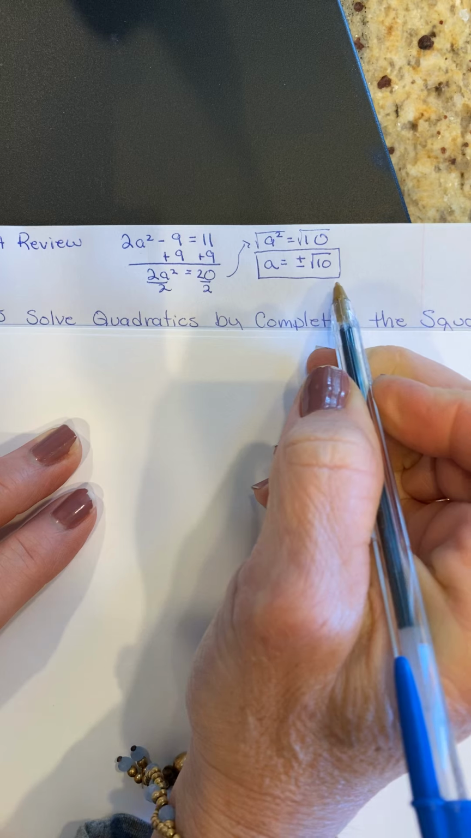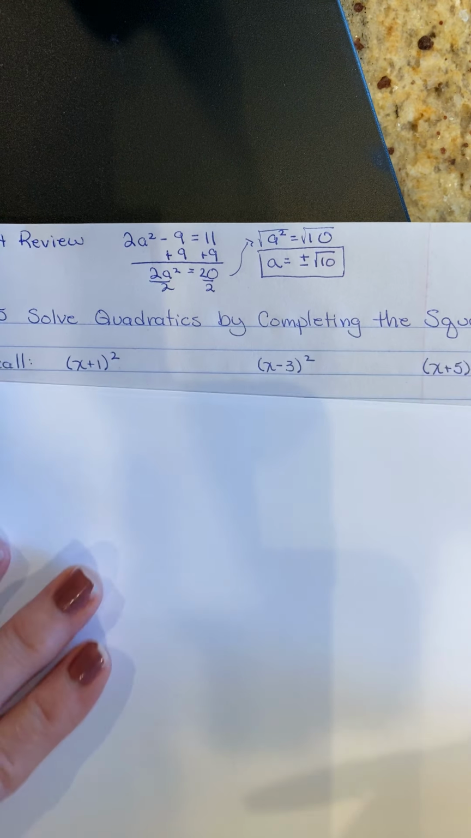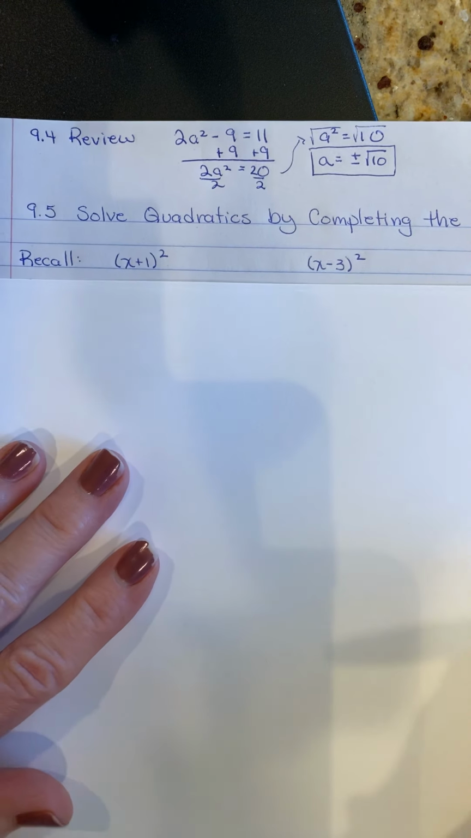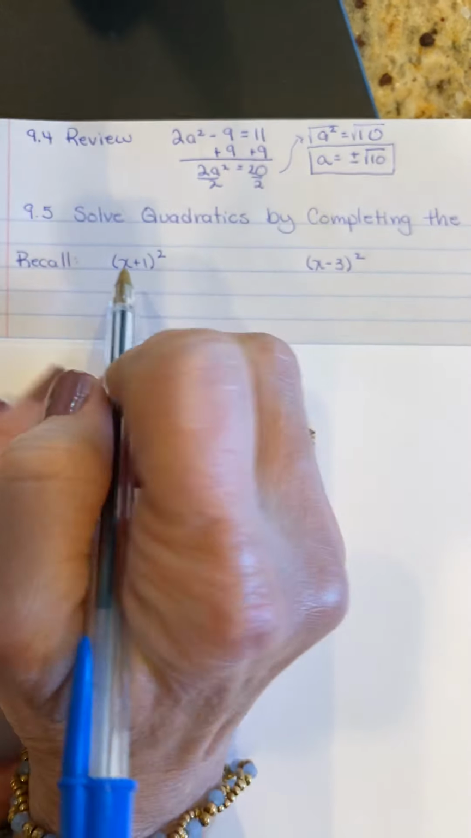So we worked on these kind of problems before. We'll use this method again today. What is completing the square? Well, let's do a couple of squaring binomials.